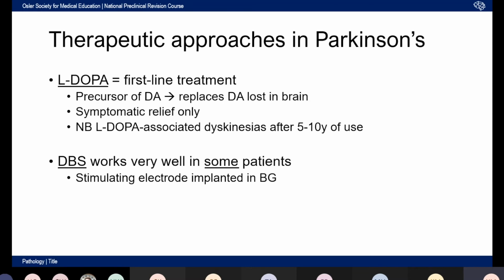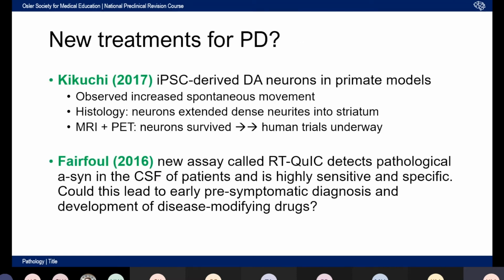After several years of using L-DOPA, it can actually create its own motor defects. And once you have that, these motor problems are even more resistant to treatment. A more novel treatment is deep brain stimulation, which involves surgically implanting an electrode into the basal ganglia, which controls motor coordination in the brain. This works really well in some patients, but not in all. But it's a pretty promising part of future development of Parkinson's treatment.